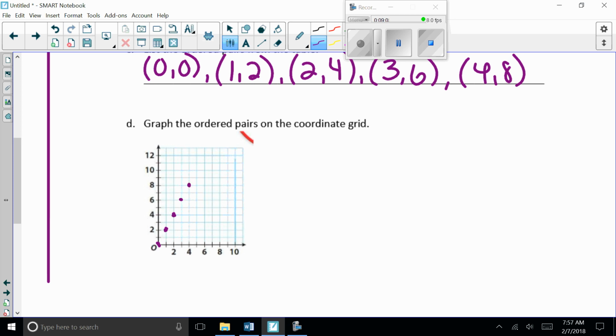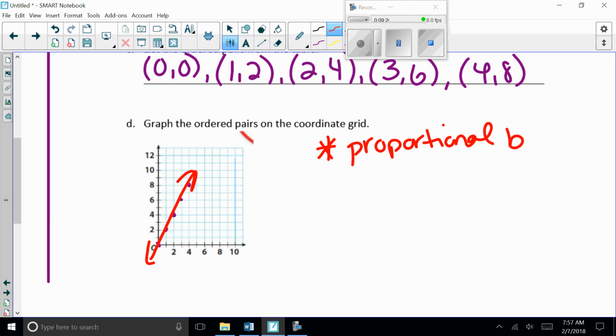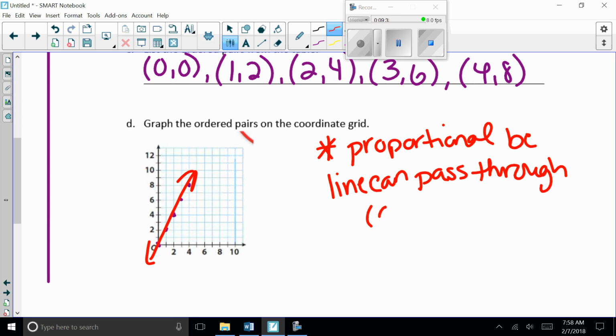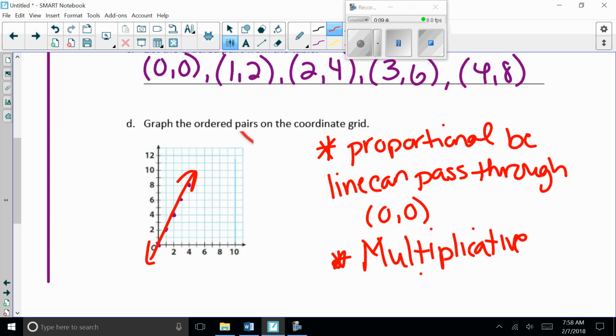What you notice is this graph is a little bit more spread out. If I draw a line and connect these, you notice that I still go through the origin. So this relationship is proportional because the line can pass through (0, 0). And I say can because had I started my points higher up, I would have to extend my line for you to see that it would in fact pass through (0, 0). Also with our equation, since it was y equals 2x, this is a multiplicative relationship.